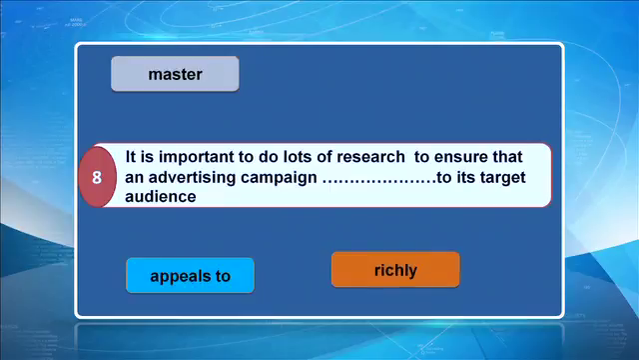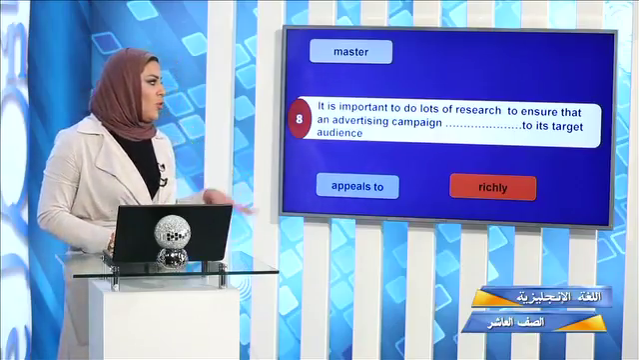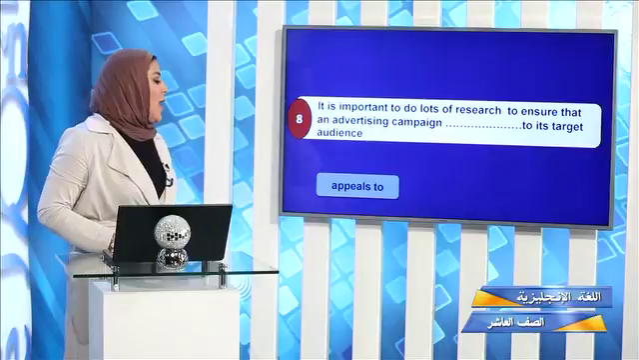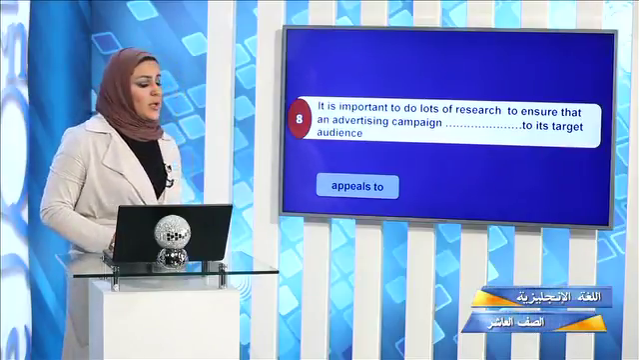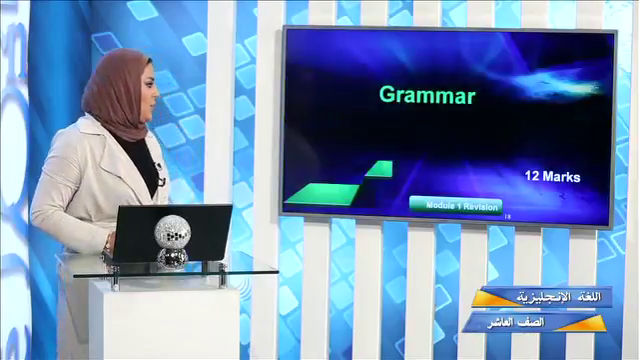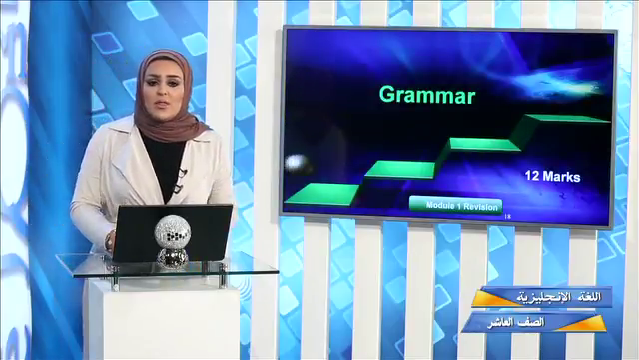Number 8, the last sentence. It is important to do lots of research to ensure that an advertising campaign to its target audience. So what do you think? The campaign, it is related to the audience, or we can say in other words, appeals to. The campaign appeals to its target audience. Good. So now we are done with the vocabulary.